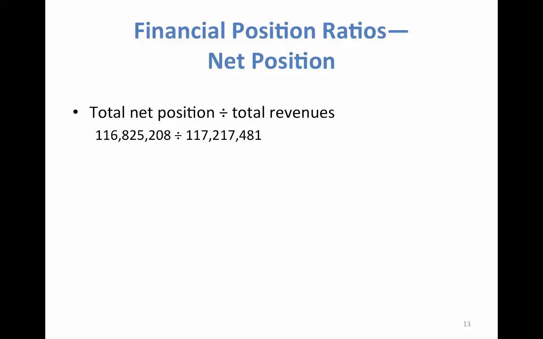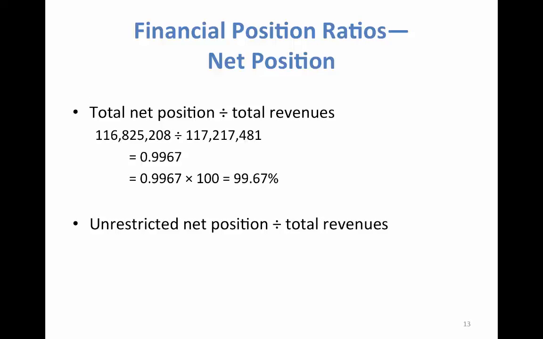So looking back at that ratio, total net position divided by total revenues, that equals 0.9967. You could multiply it by 100 if you prefer to talk about your ratios as percentages, so it would be 99.67%. So essentially what we're talking about here is that the total net position of the government is equal to approximately 1 year's worth of revenues. If it were exactly 100%, it would be exactly 1 year's worth of revenues.